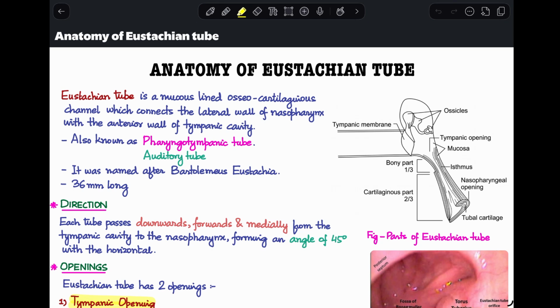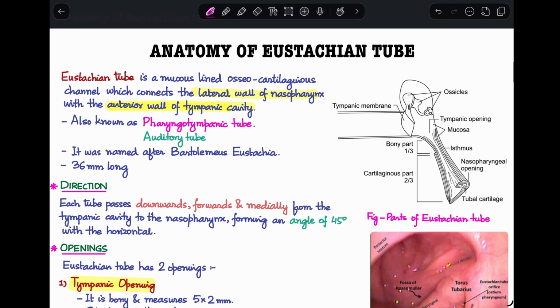So, what is the Eustachian tube? We know that we have this mucus lined osteocartilaginous channel or tube-like structure which connects the lateral wall of the nasopharynx with the anterior wall of the tympanic cavity. The Eustachian tube is that tube. So, this is basically a bony cartilaginous tube which is lined by mucus and connecting the lateral wall of the nasopharynx with the anterior wall of the tympanic cavity.